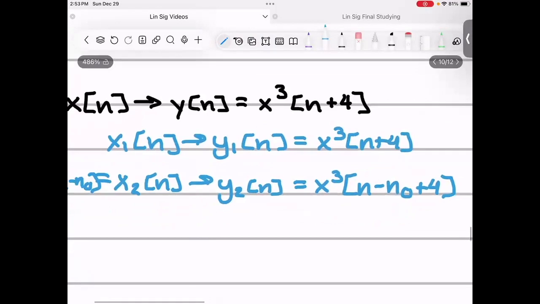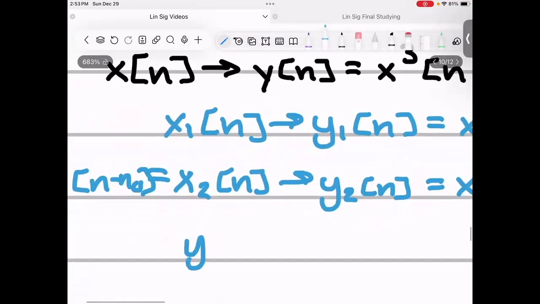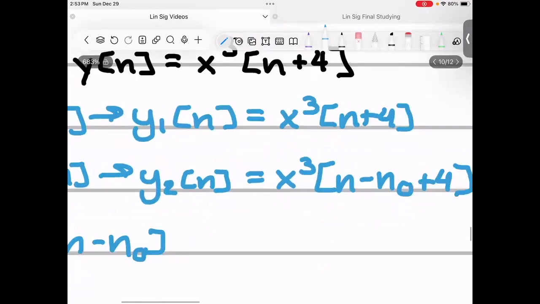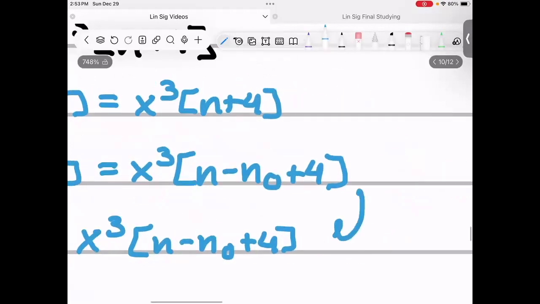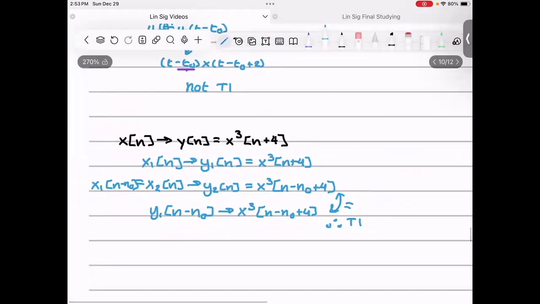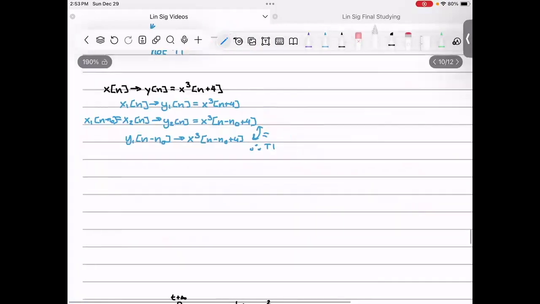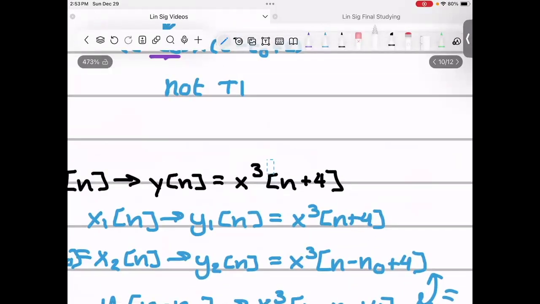Okay, and now if we check our y1 of n minus n naught directly, then we're going to get x cubed of n minus n naught plus 4. And these are equal. Therefore, it's time invariant. So even though it's not a linear function or a linear system, it is a time invariant system. And we know it's not linear because of this x cubed up top.